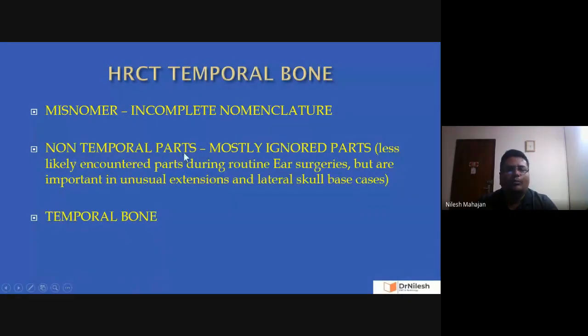Because the non-temporal parts, which are mostly ignored and less likely to be encountered during routine ear surgeries, are important in unusual extensions and lateral skull base cases. The skull base you can see in the HRCT temporal bone itself. So it should actually be HRCT temporal bone and skull base, the full nomenclature. HRCT temporal bone looks like incomplete nomenclature.